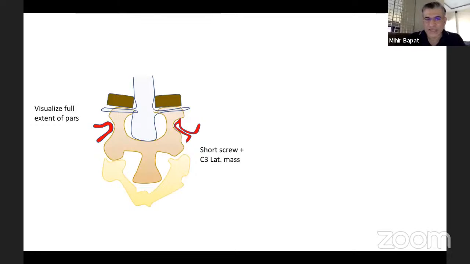Now, when you insert a C2 pars screw and you have an adequate cone, all you have got to do is define the medial border of your central canal. You know where the vertebral artery foramen is. You expose the whole pars, you drill the opening, and you put a screw straight away. So it's as easy as that. When it comes to a high riding or a medially encroaching vertebral artery, you put a shorter screw and you supplement this screw with a C3 lateral mass screw. So that's one of the safest fixations of the C2 that you can do.